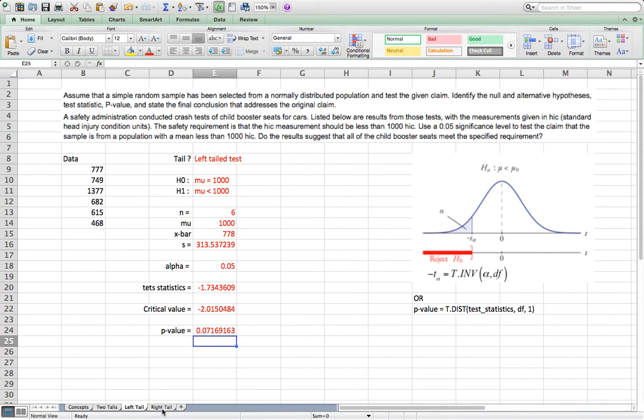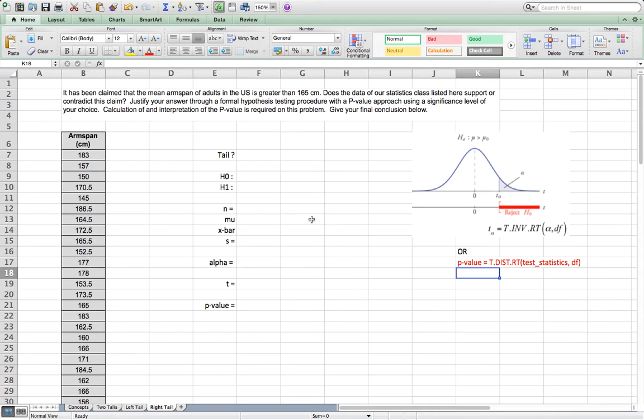Okay. So the last example is similar to your activity 6, problem 3. It has been claimed that the mean arm span of adults in the US is greater than 165 cm. Does the data of our statistics class listed here support or contradict this claim? Justify your answer through a formal hypothesis testing procedure with a p-value approach using a significance level of your choice. Calculation and interpretation of the p-value is required on this problem. Give your final conclusion below.